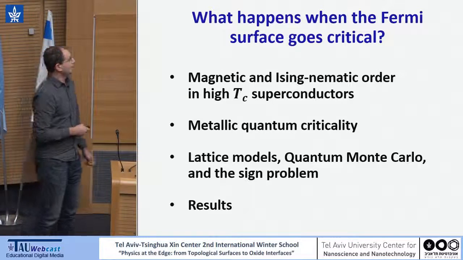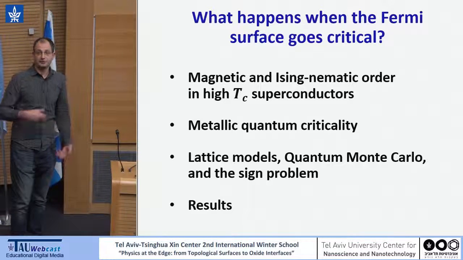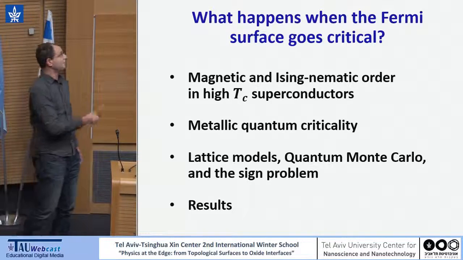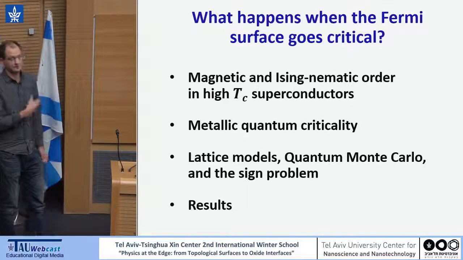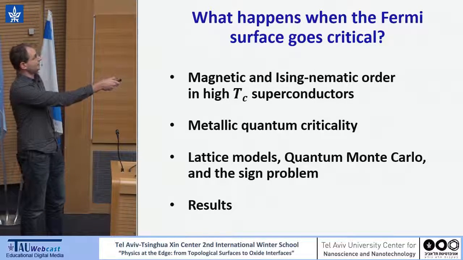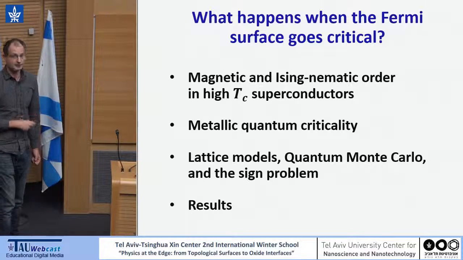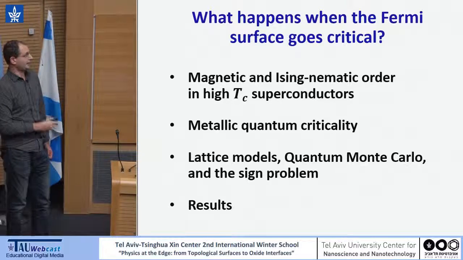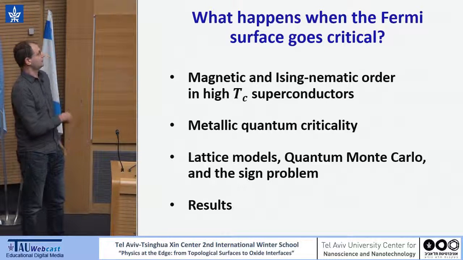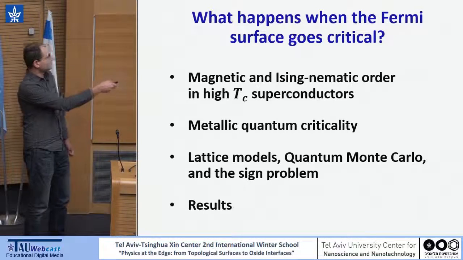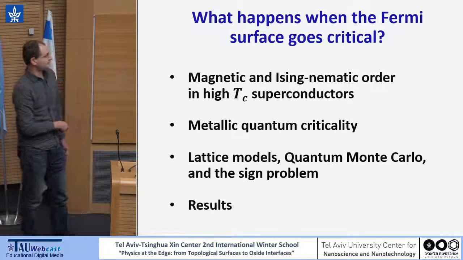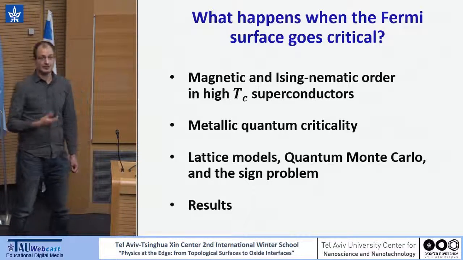This is my outline. I'm going to talk about two types of quantum critical points in metals. I'll talk about a magnetic, or antiferromagnetic, quantum critical point and a nematic quantum critical point. I'll explain what I mean by that. That's been mentioned by Liang earlier, nematic order. Most of the talk is actually going to be about nematic, and I'll mention some results on antiferromagnetic critical points near the end. So my plan is to introduce the Ising nematic order, talk a little bit about generality and about quantum critical points in metals, and then I'll introduce some lattice models that I can study using quantum Monte Carlo without the sign problem, and I'll show some results.